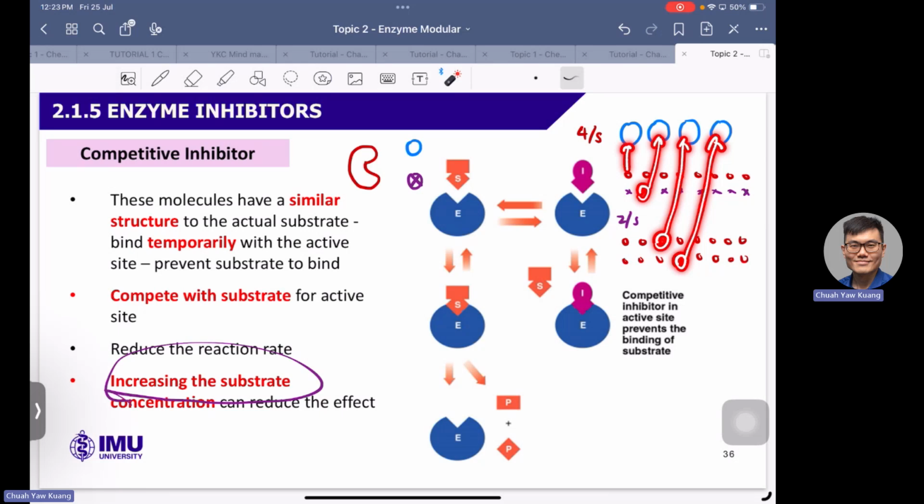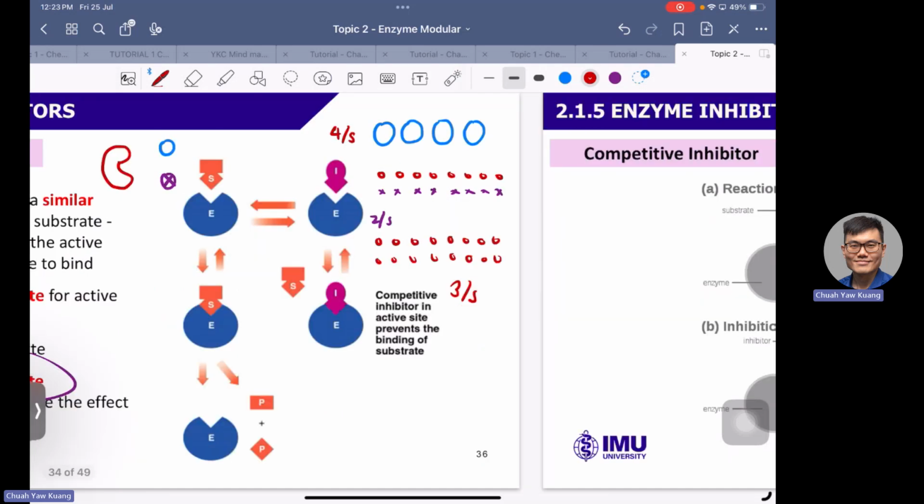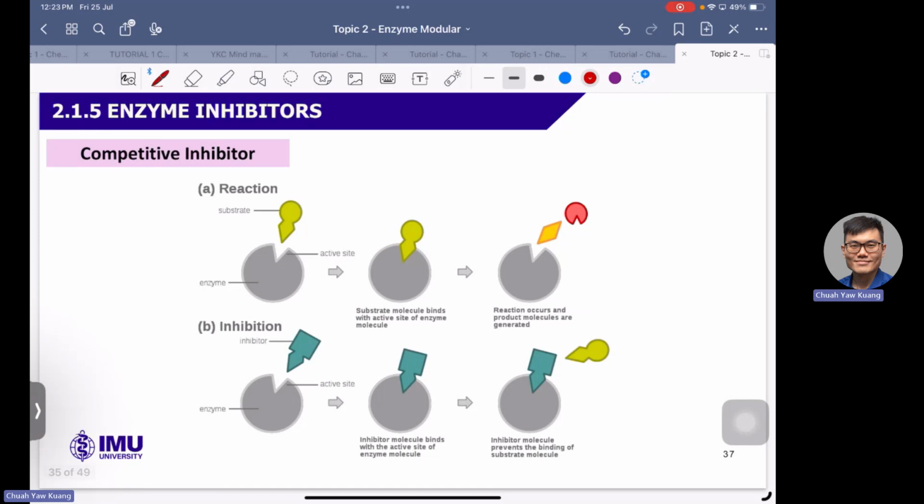Because when you have more substrate, there is more chance for the substrate to bind to the enzyme. Okay, so with that, what is the rate of reaction now? You increase the rate of reaction back to 3 per second now. So if you further increase the substrate, there will be a higher chance that in the end, it will go back to 4 per second. Right? It will go back to the maximum rate of reaction again. Okay, so that is the concept of this competitive inhibitor. Okay, so that's the mechanism.